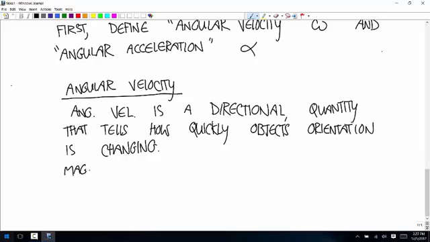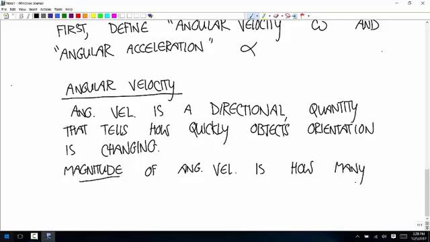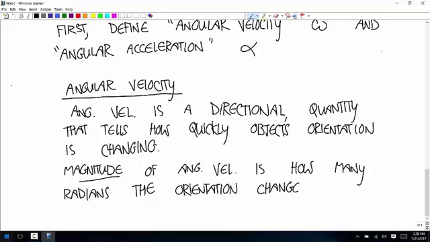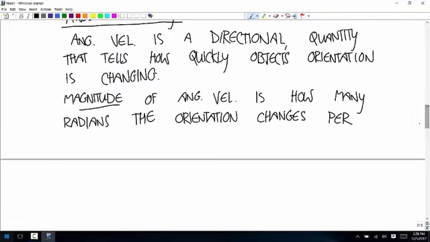So the magnitude of the angular velocity is how many radians the orientation changes per second.